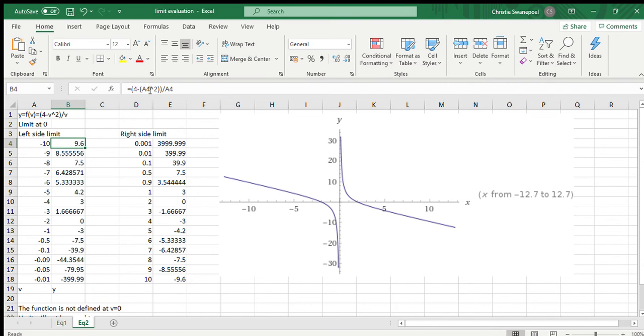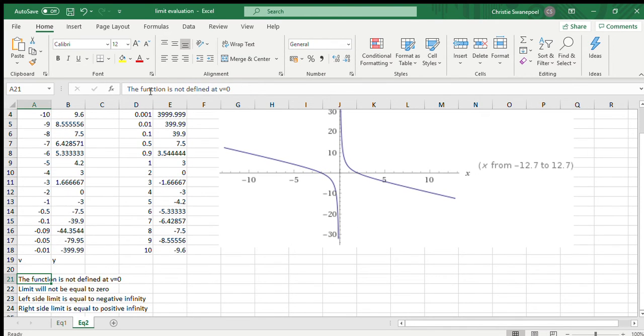We calculate each of these values for this function, and as you can see, we get negative 9.6 for negative 10, and it goes closer, but it turns negative and it becomes very large, close to 0. The opposite is true for the right hand side. So we go from negative 9.6 up to 3,999.99.